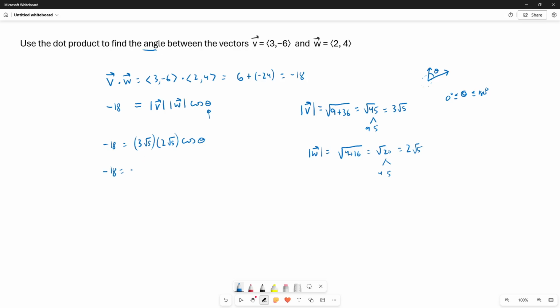Negative 18 is equal to 30 times the cosine of theta, which means that the cosine of the angle theta that we seek is negative 18 over 30, or negative 3/5, canceling a 6, which is negative 0.6. And so theta is the inverse cosine of negative 3/5. So you'll need to use a calculating device there. And I got 126.87 degrees rounded to 2 decimal places.